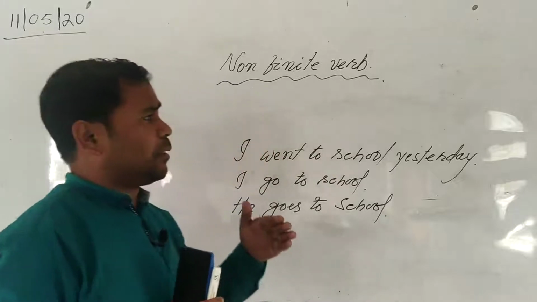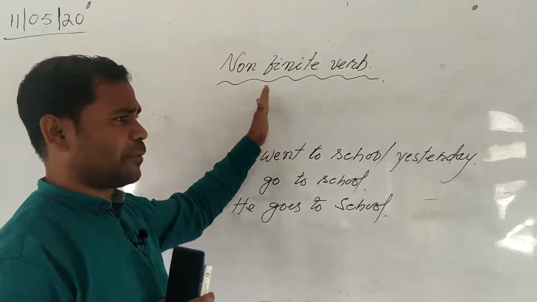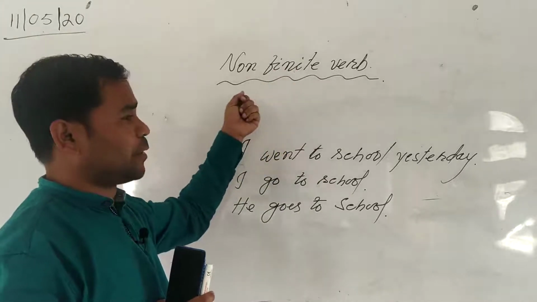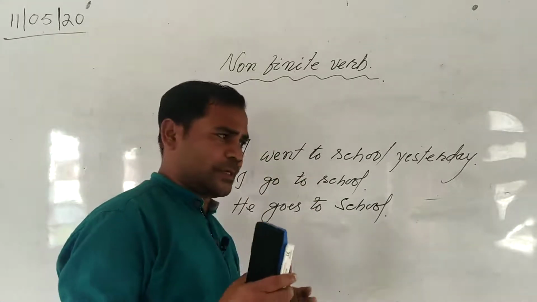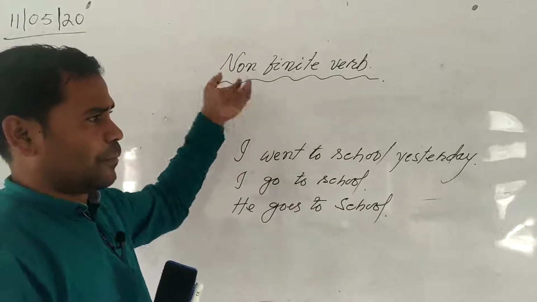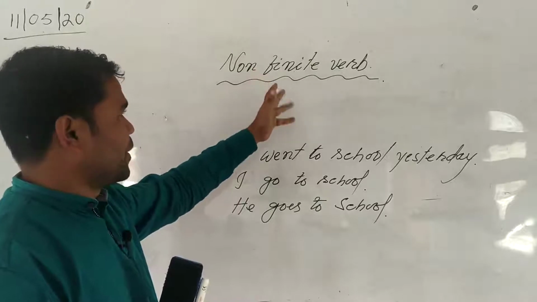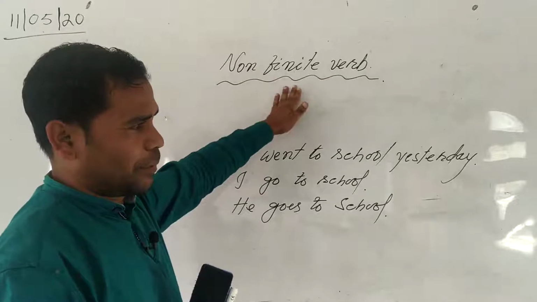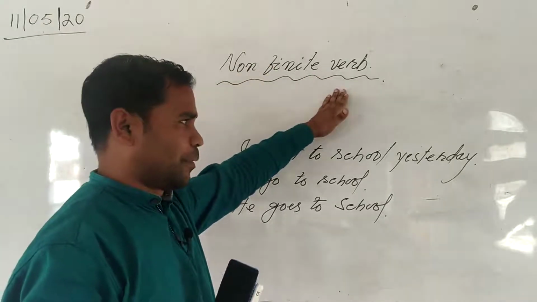Now there are many kinds of verbs, like main verb and helping verb. These are two main kinds of verb. After that, we have transitive verb and intransitive verb, based on having an object. Then verbs can be classified into finite verb and non-finite verb. And now I will teach you about non-finite verb.